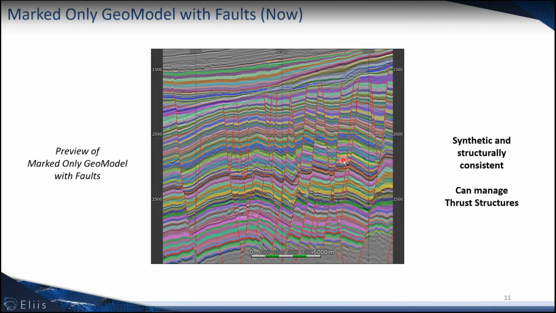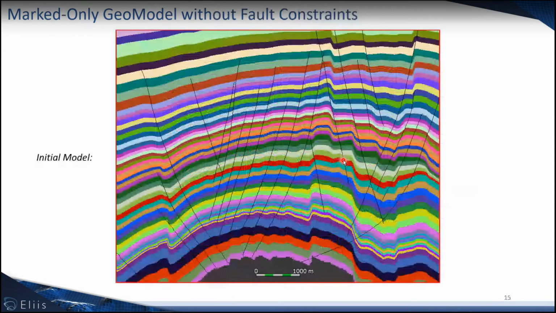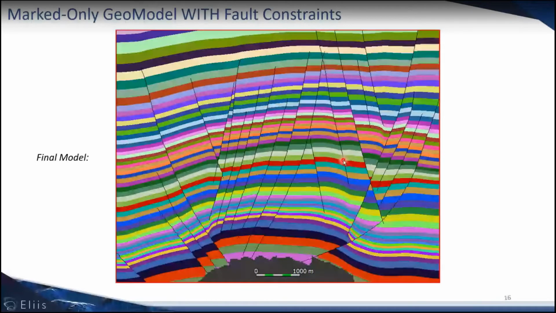And as a bonus, we can also manage the thrust structures. So we can manage on the model the multi-Z relationships if we've got some compressive regimes, for example. So again, this is an example of just a marked only geomodel here. You've got some faults, but their geometry is not accounted for. And if you're stepping into the marked only geomodel with faults, this is the type of model result and geometry that you can expect. So again, we've got nice listric faults there that are going to be played in compressive tectonics. So we can have some thrust structures.